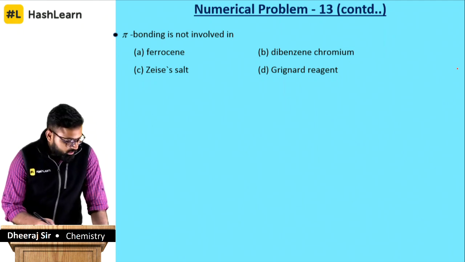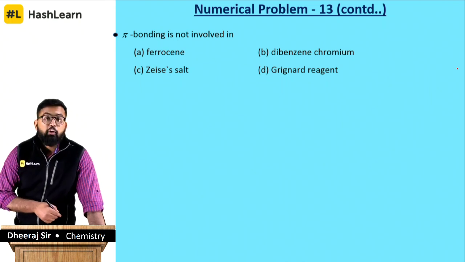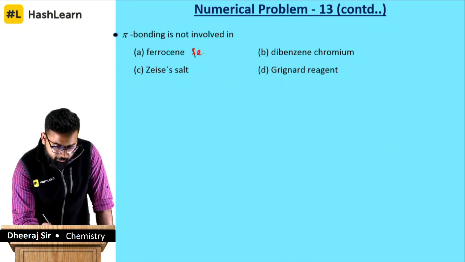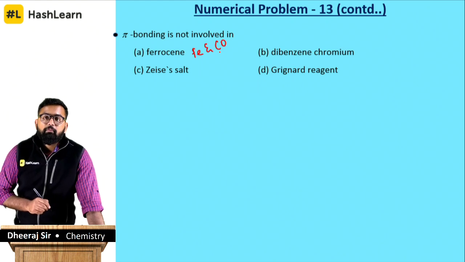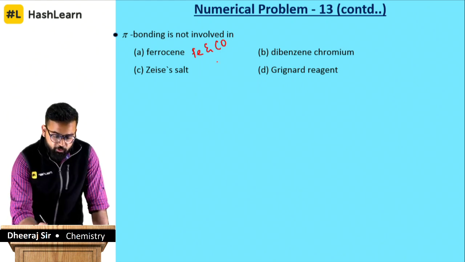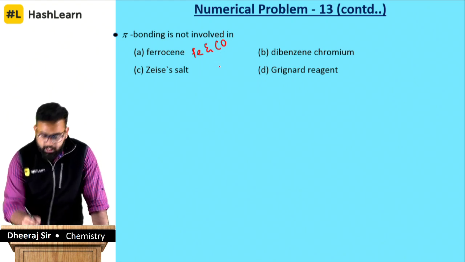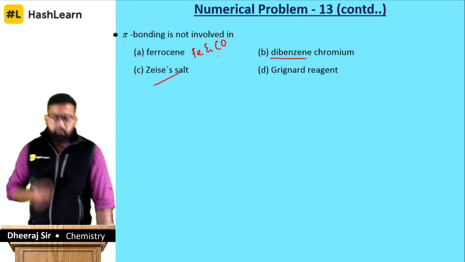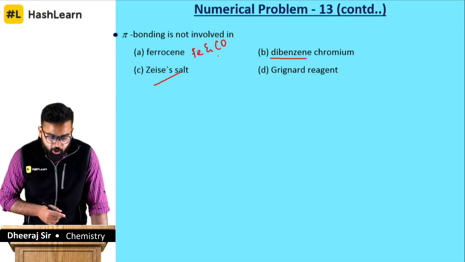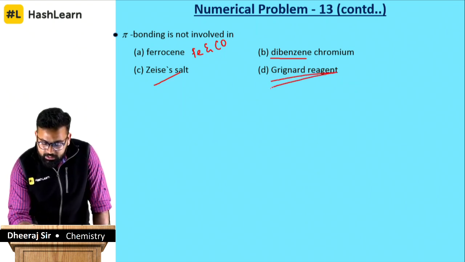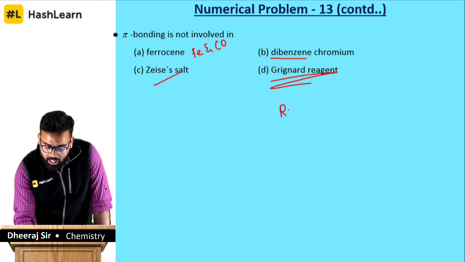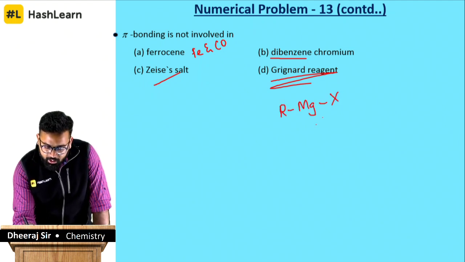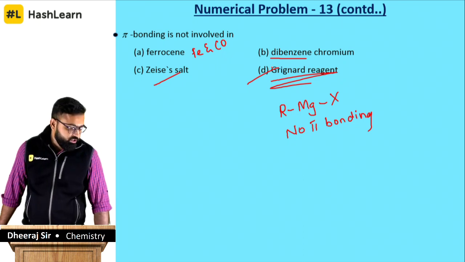Sakshi says A. No, Sakshi, ferrocene is a compound of Fe and CO, carbon monoxide or carbonyl. Therefore, it will involve pi bond. Dibenzene, benzene has pi bond. Zeise salt is again a platinum based compound which I gave you initially, which will include pi bonding. The only answer is Grignard's reagent, because Grignard's reagent is RMgX. Therefore, there is no pi bonding involved here. Hence, Grignard's reagent is the answer.